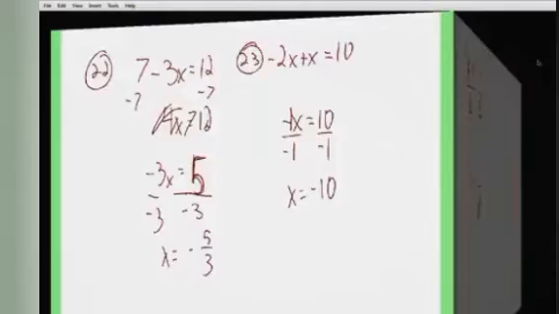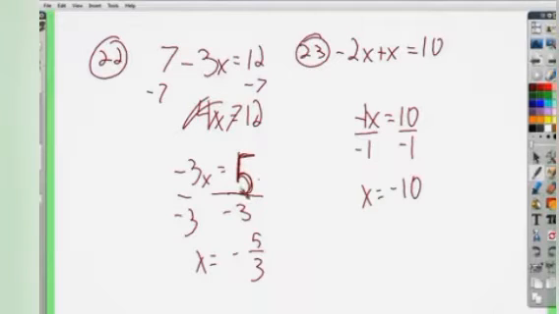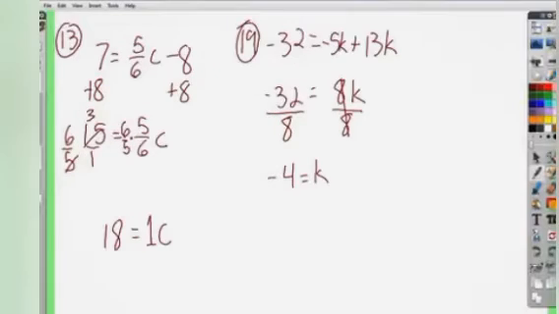So look, it happened here. We divided by -1. It happened here. We divided by -3. It happened here. We divided by 8. And technically it happened here too. We divided by 5/6. Right? Which is the same as multiplying by 6/5.